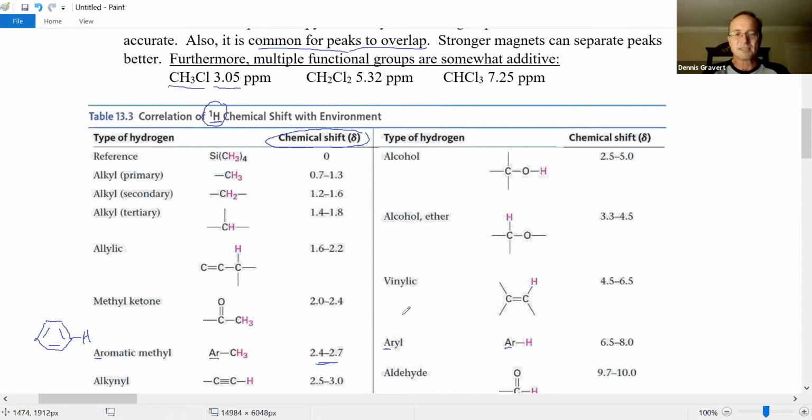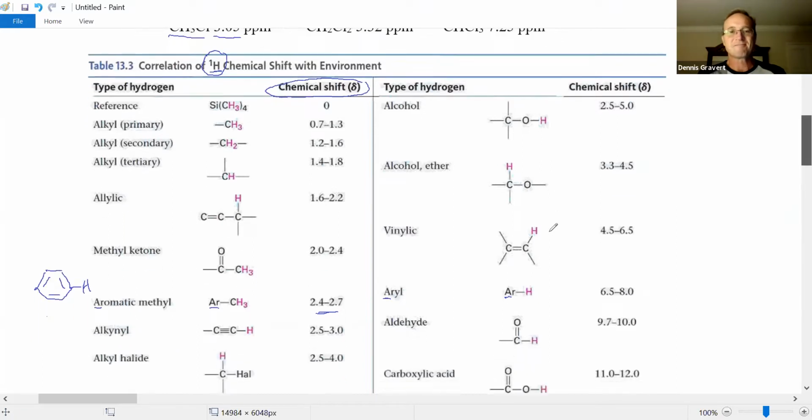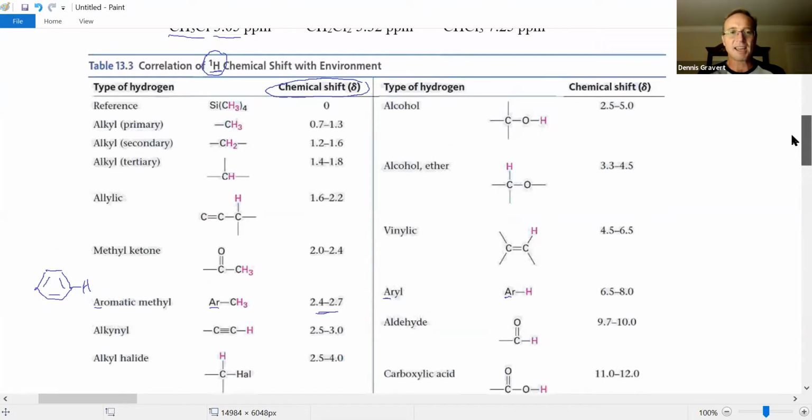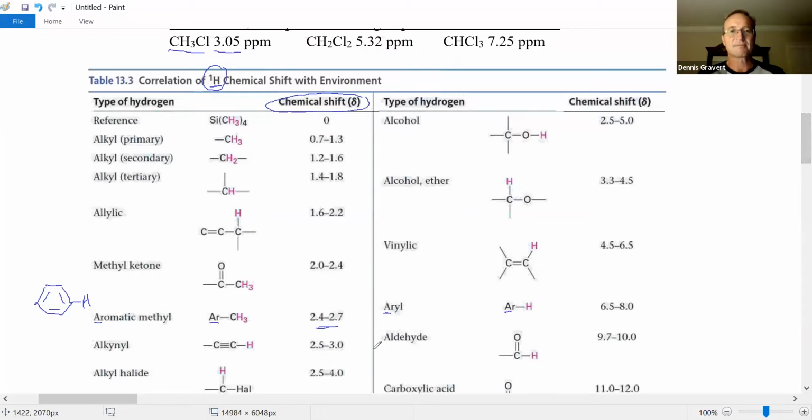Does that make sense? So let's scroll down here to 3.5. Well, here's 3.05. No, that's a hydrogen on a carbon next to oxygen. There we go. Between 2.5 and 4, hydrogens next door to a halide. Okay, so that does make sense. What if there are 2 chlorines next to these hydrogens? The correlation table says for 1 halide, 2.5 to 4 is typical. But the real answer is that when there are 2 chlorines, now we're at 5.32.